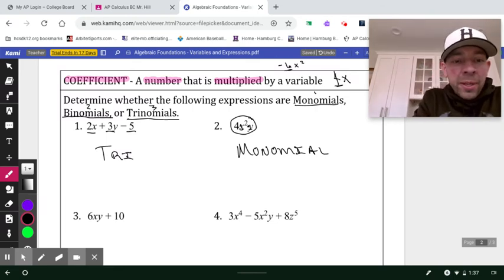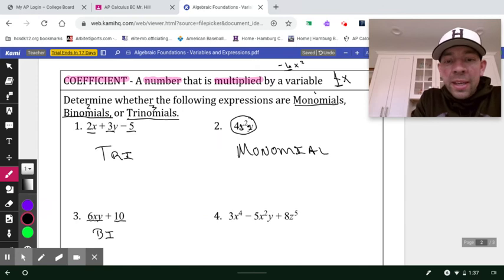All right, number 3, 6 times x times y make one term, plus 10 makes the second term. This is a binomial. 3x to the fourth is one term, minus 5x squared y is the second term, plus 8z to the fifth is my third term. We've got ourselves a trinomial.